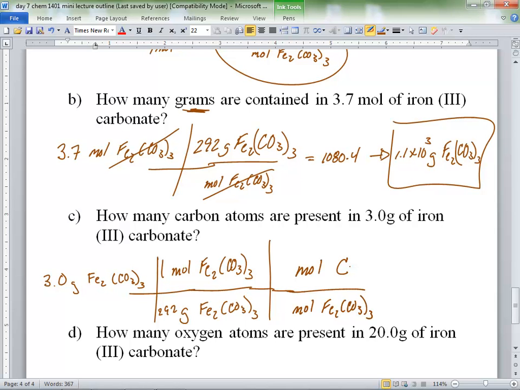What numbers do you put in there to make this ratio 1? 3. We did this once already. We said that you can look at this formula, and you can write a lot of mole ratios. You can write 3 moles of carbon for every 1 mole of this stuff. You can write 9 moles of oxygen, 2 moles of iron. Remember doing that? So that was just from the chemical formula.